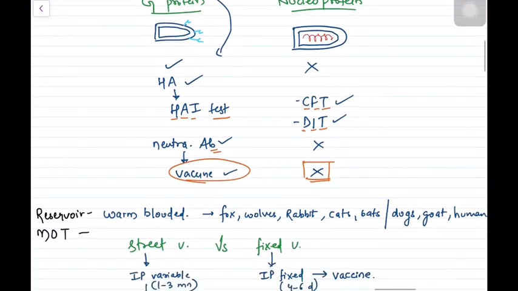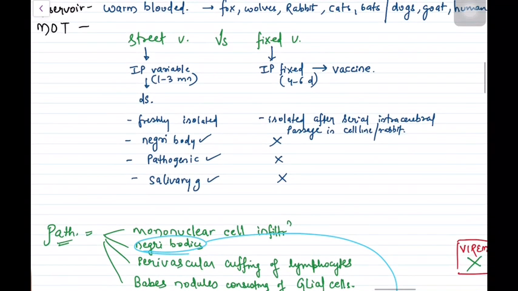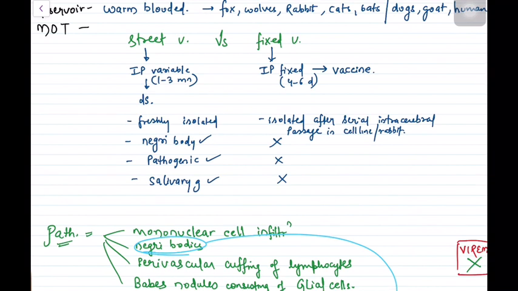Then coming to reservoir, it mainly affects warm-blooded animals like the fox, wolf, rabbit, cats, and the most common, the dog, and goats. Even human to human contact is possible, but the fact that a human will bite another human is very rare, but yes, it is theoretically possible. Next, the very important part we are coming to is the mode of transmission. Before going to the mode of transmission, let us discuss the street virus versus the fixed virus.